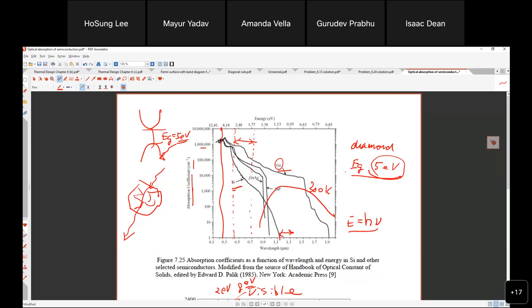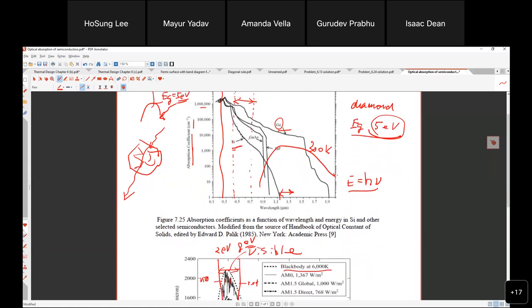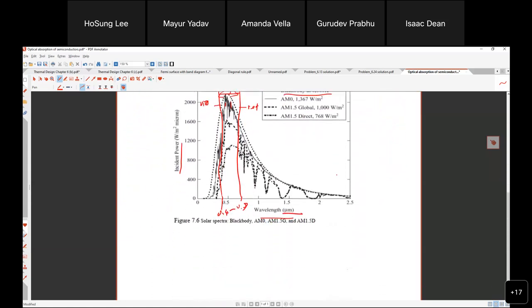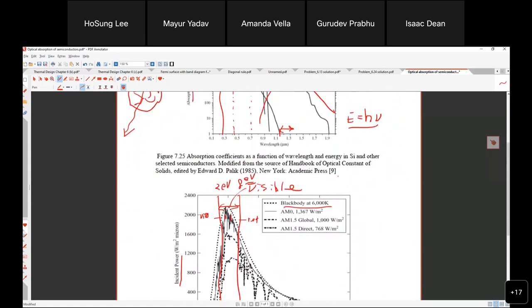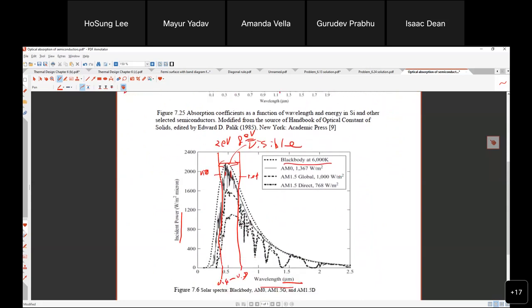I think I have to stop. We have some homework. We will discuss later. Any question? So it's very useful to understand the band gap, even the color. Yeah. We can discuss later. Okay. Any question?